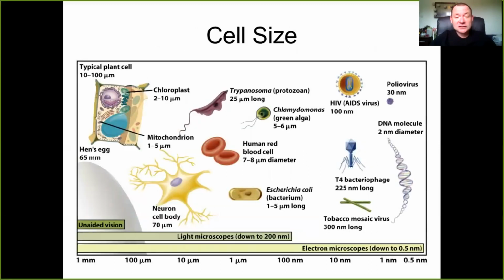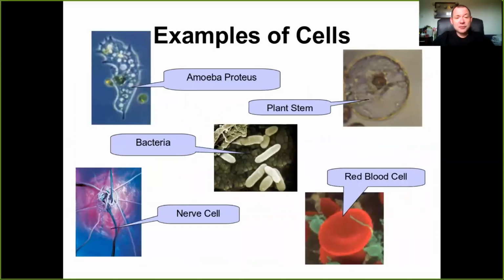Here are some different cells. Cells come in all sorts of sizes. So you get a big variation in cell size. Prokaryotic cells are much smaller than eukaryotic cells, and viruses are much smaller than even prokaryotic cells. As you can see, this image is not to scale. Just look at the sizes here. Some example cells: amoeba, a plant stem cell, bacteria, red blood cell, nerve cell. These are all different forms of cells. Cells come in all different shapes and sizes.